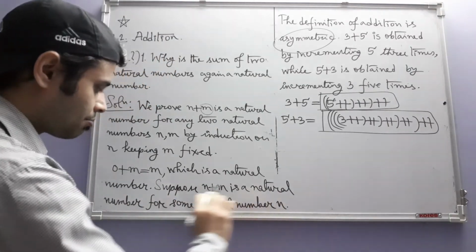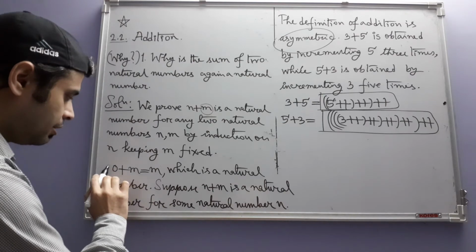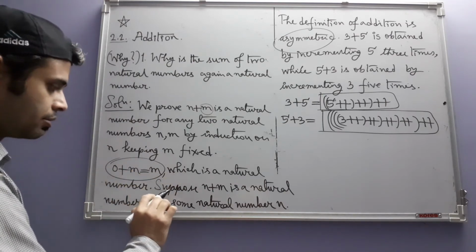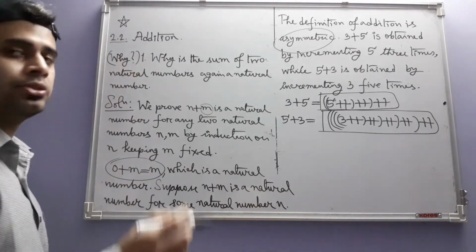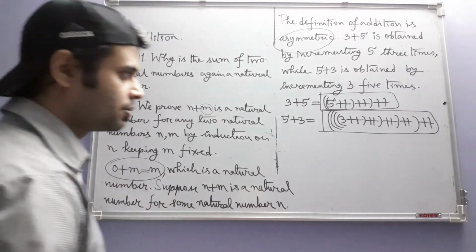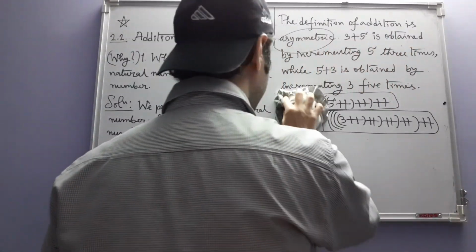So suppose n plus m is a natural number. So this is my basis for the induction. Then this is my induction hypothesis. Now I have to carry out the induction step.